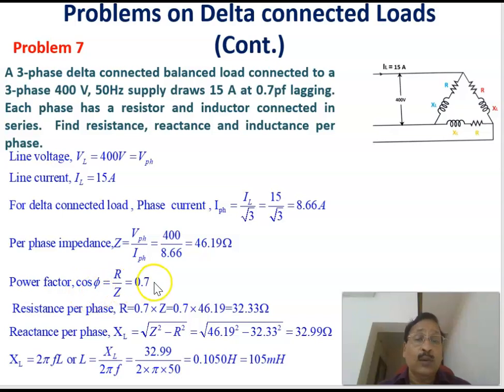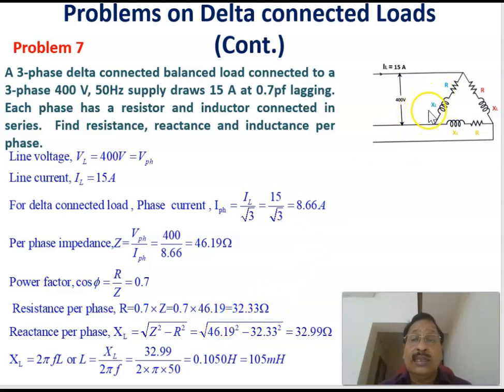Next, what is the power factor? Power factor is given as 0.7. The power factor definition is equal to R by Z. Therefore, from this you can find out what R is. R by Z is equal to cos phi, and the impedance is calculated as 46.19. Therefore, R equals Z into cos phi, which is 0.7 into 46.19, equal to 32.33 ohms. Therefore, resistance is equal to 32.33 ohms.